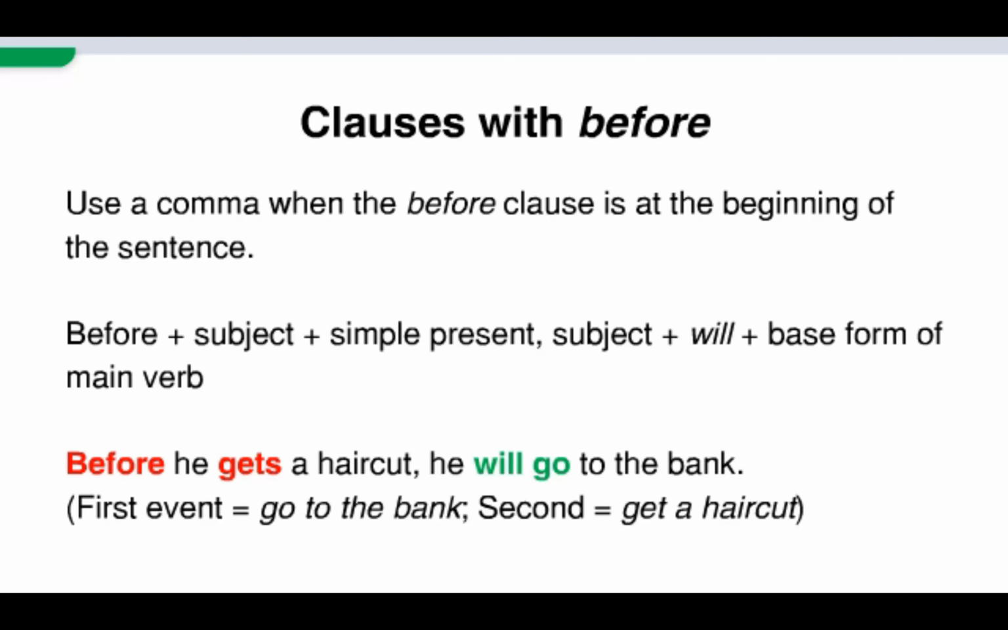Clauses with before. Use a comma when the before clause is at the beginning of the sentence. Before plus subject plus simple present, subject plus will plus base form of the main verb. Before he gets a haircut, he will go to the bank. The first event is go to the bank. The second event is get a haircut.